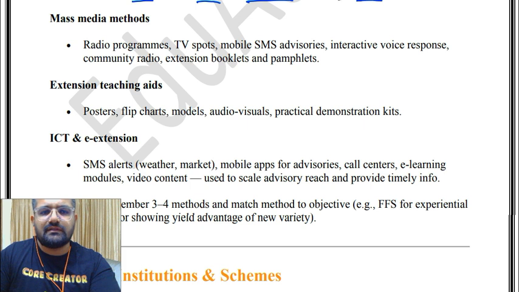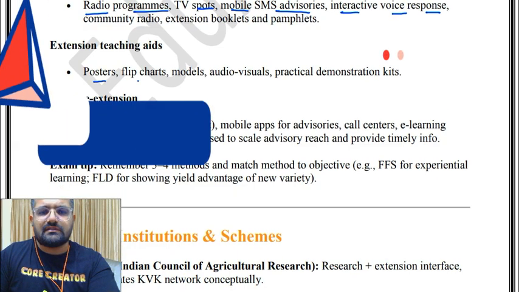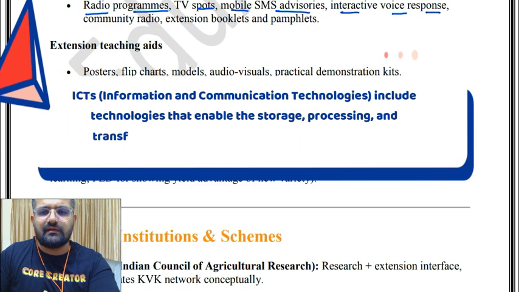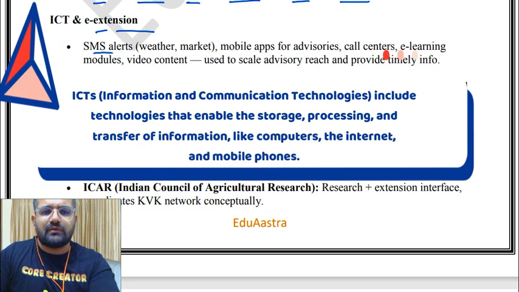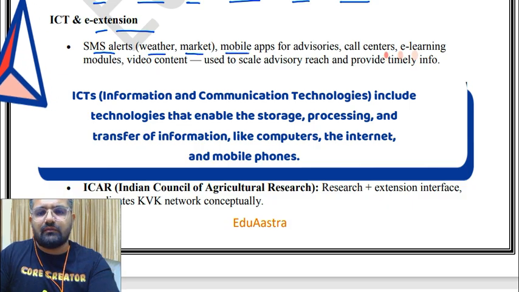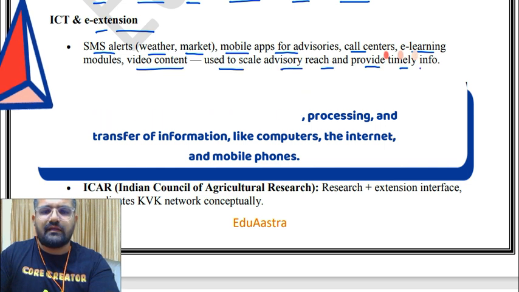Mass media methods, radio programs, TV spots, mobile SMS advisories, interactive voice response, community radio, extension booklets and pamphlets, जो कि मास मीडिया के थ्रू होता है, ज़्यादा लोगों को तो पहुंचाया जाता है. Then extension teaching aids, posters, flip charts, models, audio visuals, practical demonstration kits. ICT and re-extension. So SMS alerts, weather, market. Then mobile apps for advisories, call centers, e-learning modules, video content used to scale advisory reach and provide timely information.